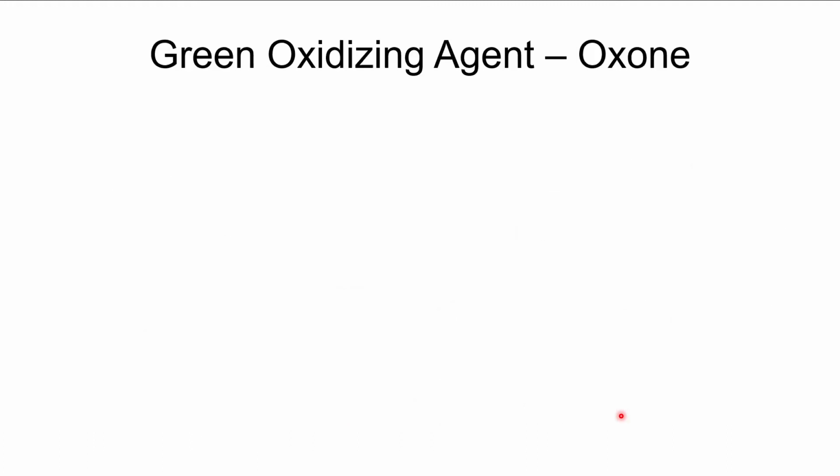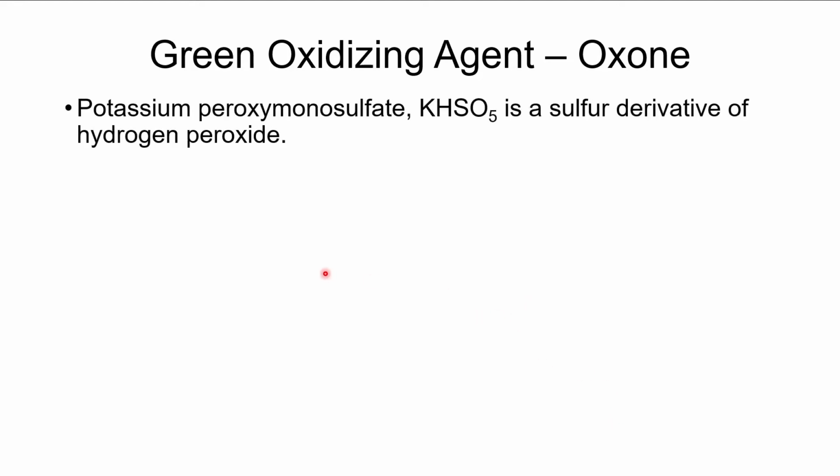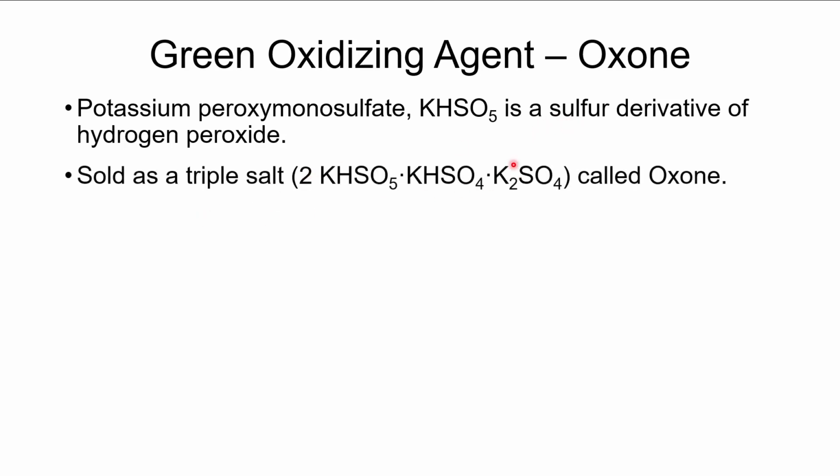There is another oxidizing agent that is considered green, and that is potassium peroxymonosulfate, KHSO5, which is a lot of oxygens. And the reason that we have that extra oxygen is that there is an oxygen-oxygen bond present. So it is sort of a sulfur derivative. It's a sulfate derivative of hydrogen peroxide, usually in the form of a salt. So you have potassium bisulfate, potassium sulfate, and then potassium peroxymonosulfate, all present at once, and that's called Oxone.